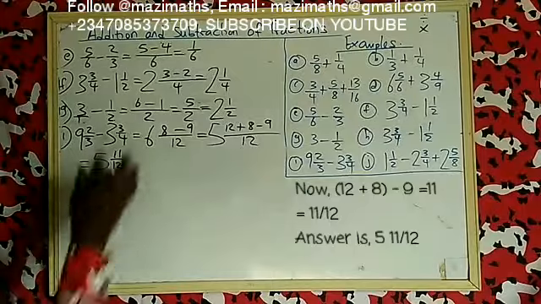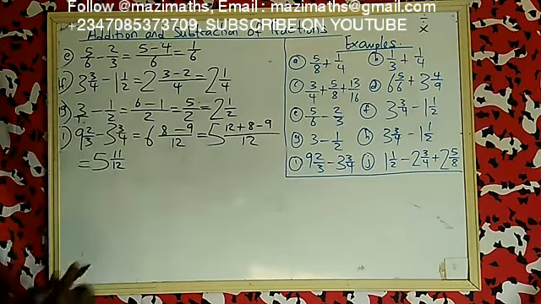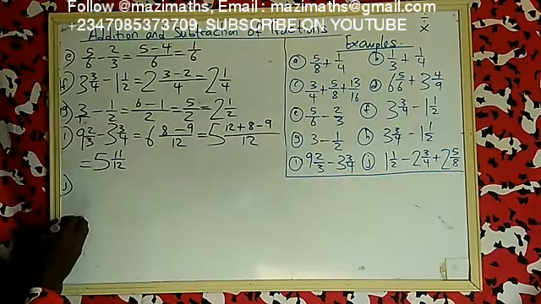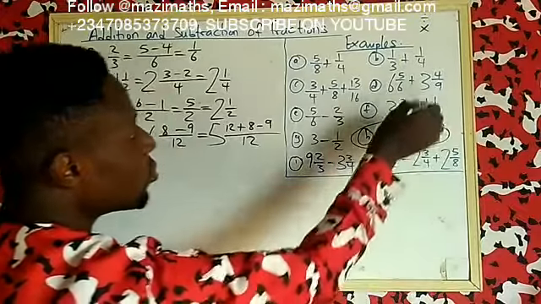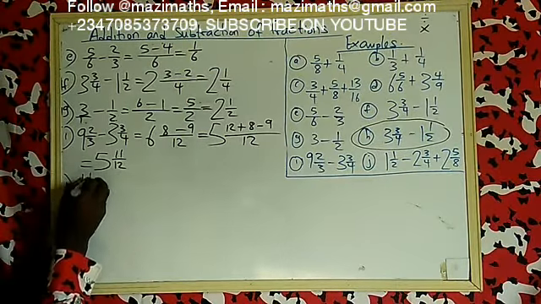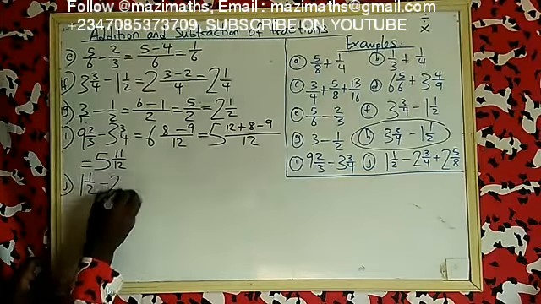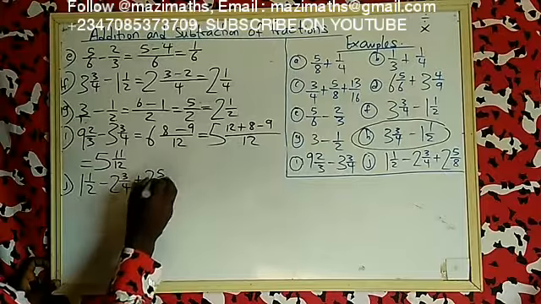So you see that. If you don't understand better, you can replay the video, go through it again, you will get it perfectly. Now number J. You know, we skip this one because this question and this question are the same thing. Now to the next one, which is 1 number 1 over 2 minus 2 number 3 over 4, and then plus 2 number 5 over 8.